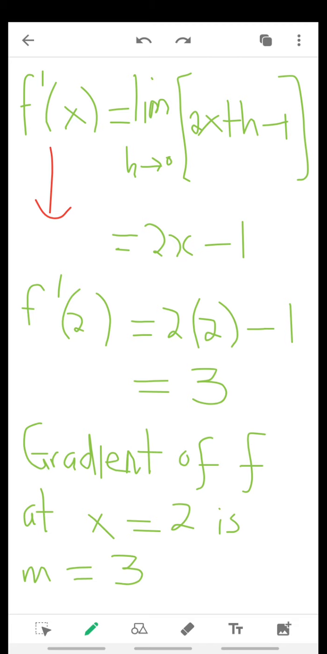Using the power rule, we would get the same answer, but remember, you must say whether you are using the power rule or using first principle. After finding my derivative, remember I was finding the derivative at x equals 2. So in place of x I substitute 2, and then 2 times 2 minus 1, the answer is 3. The derivative at x equals 2 is 3. The gradient at the point x equals 2 is 3. That's the gradient. Okay, very, very important.